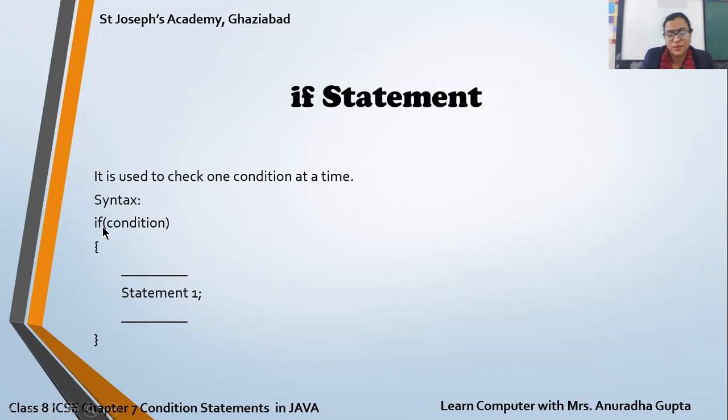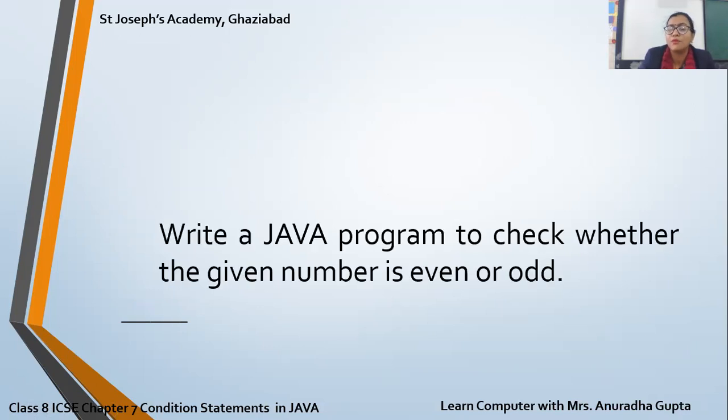I repeat, how does the if statement get executed? If the condition is true, the program executes statement 1. Otherwise, the program will not perform any task. Let's understand the concept of the if statement with the help of one Java program. Here we have taken a program to check whether the given number is odd or even.